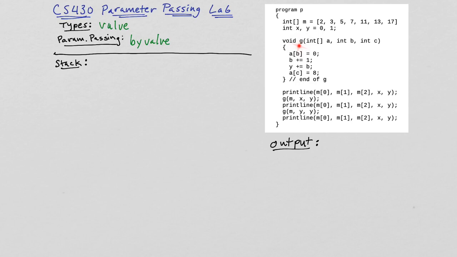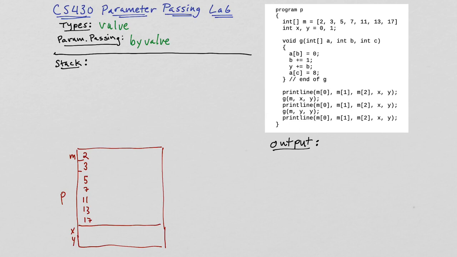Okay, so we are going to start this program, and in order to start this program, I need to have a frame for it. So I will create a stack frame for program P here, and that stack frame is going to first store the array M. I'm not going to draw all of these out with lines, but you can think of me putting lines down for all the different slots in memory. We've got 2, 3, 5, 7, 11, 13, and 17. And then we also have two more local variables, but they're just integers, x and y. Those go in this stack frame, and we will have the value 0 go into x and 1 go into y.